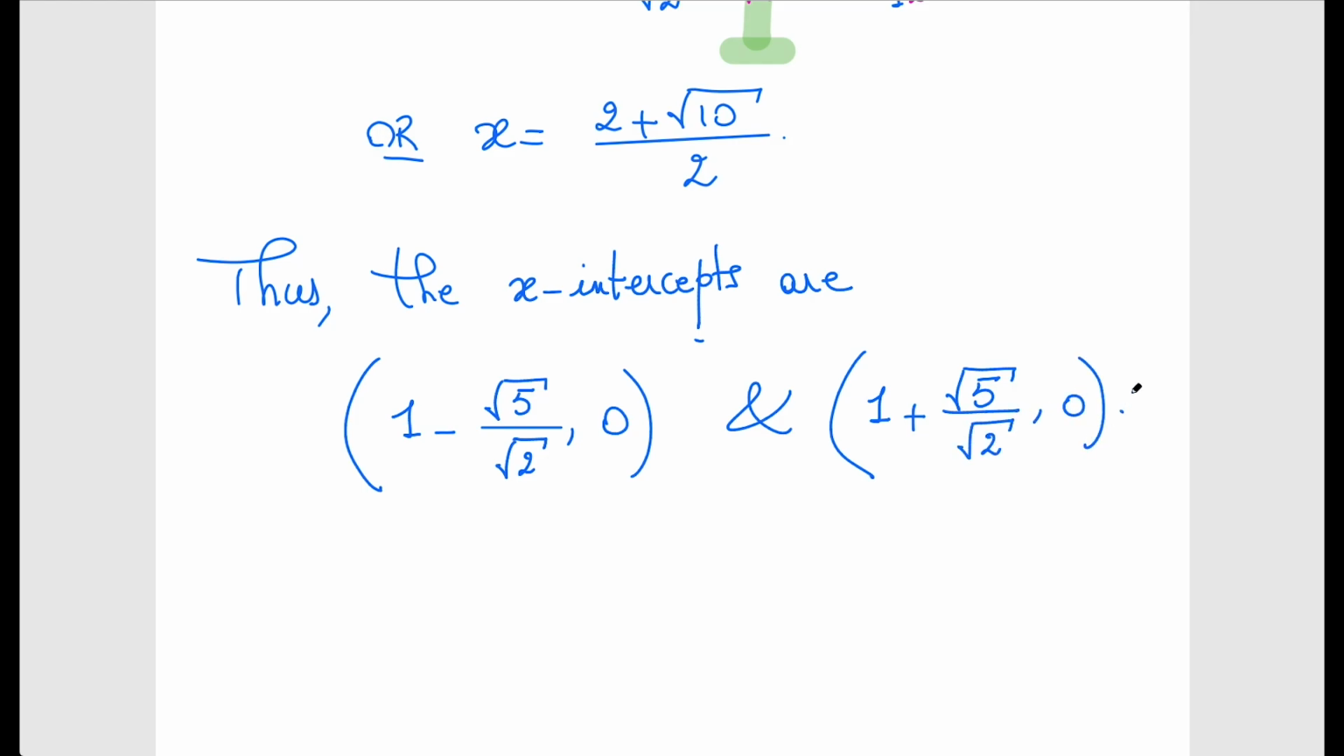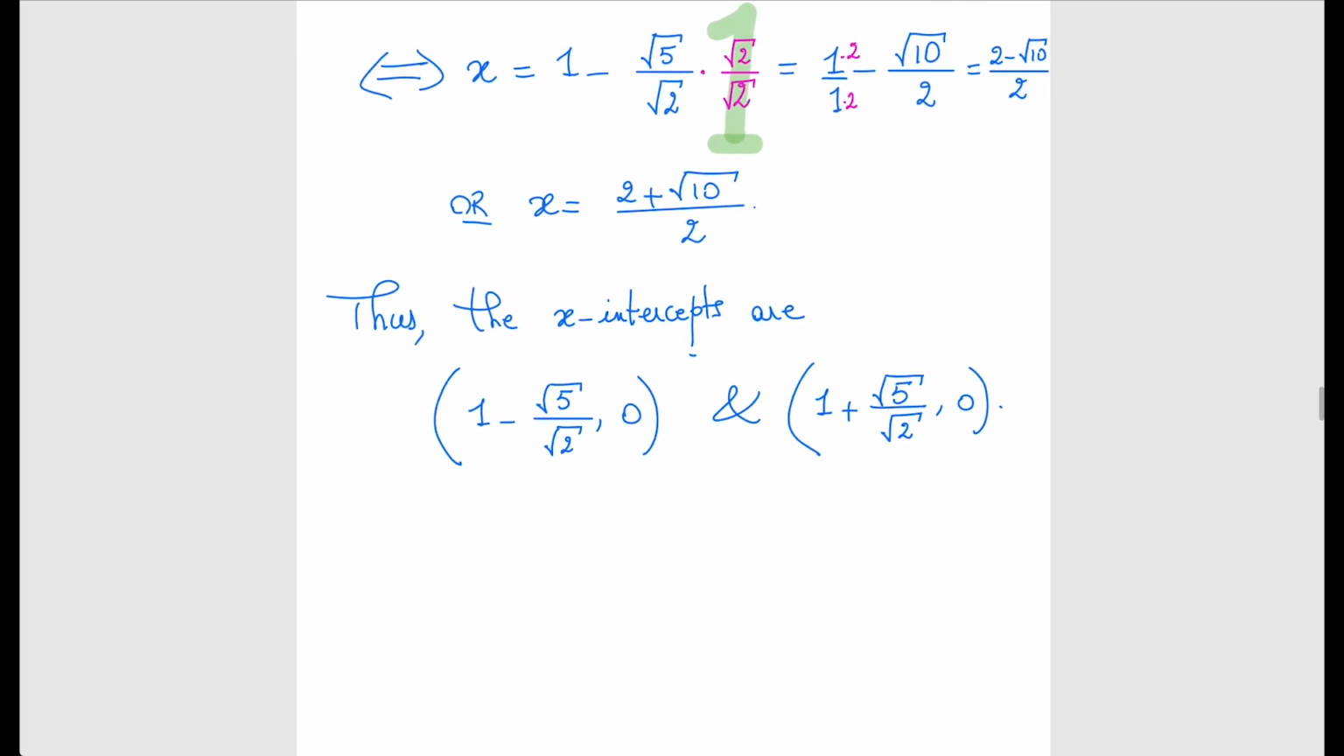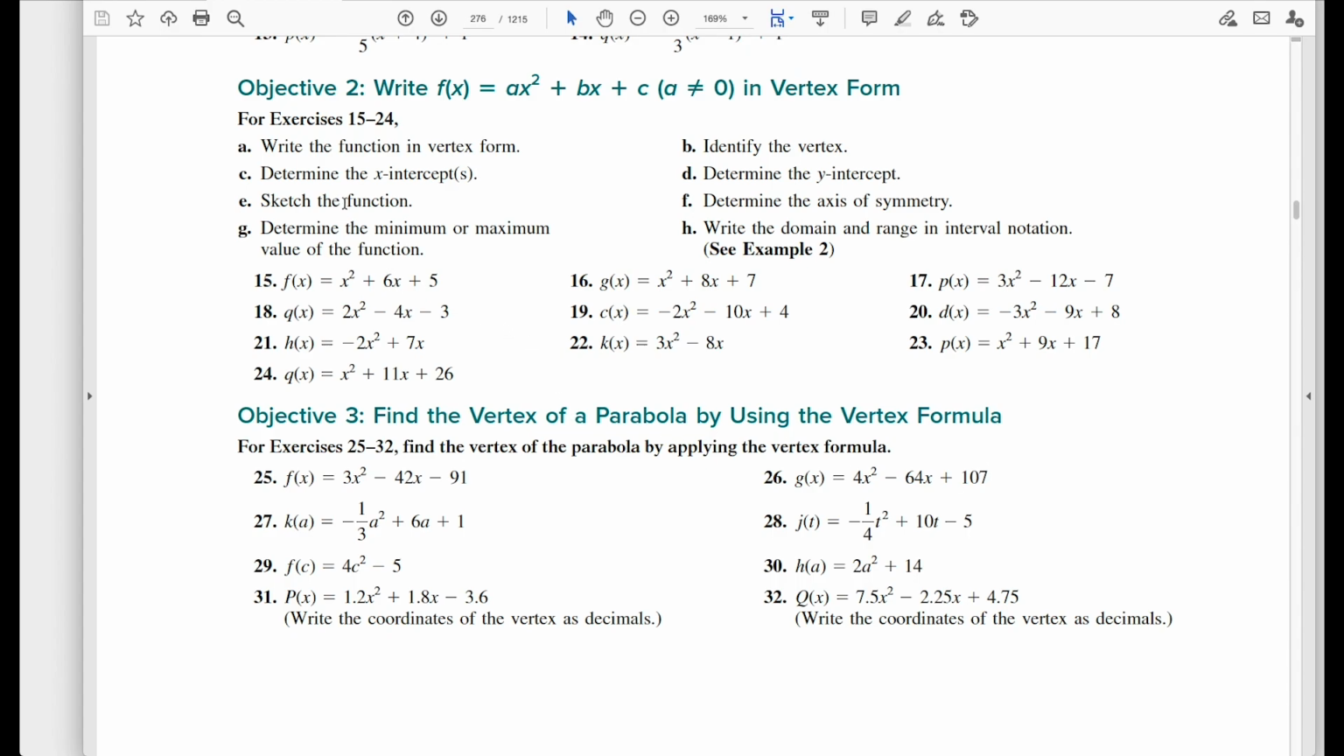These are the x-intercepts. And based on the discussion we just had, don't forget that this part is the same as 2 minus square root of 10 divided by 2, and this guy is 2 plus square root of 10 divided by 2. Okay, we made the explanation right above. Again, the blue answer is correct and the pink answer is correct. You get to choose which one you want to present your answer as. Okay, very good. So we've done part C.